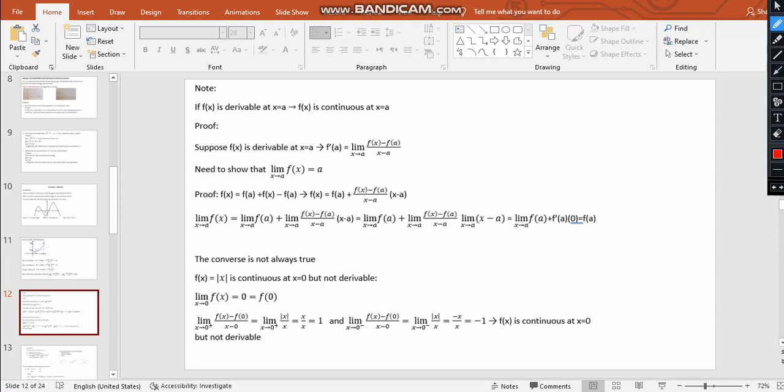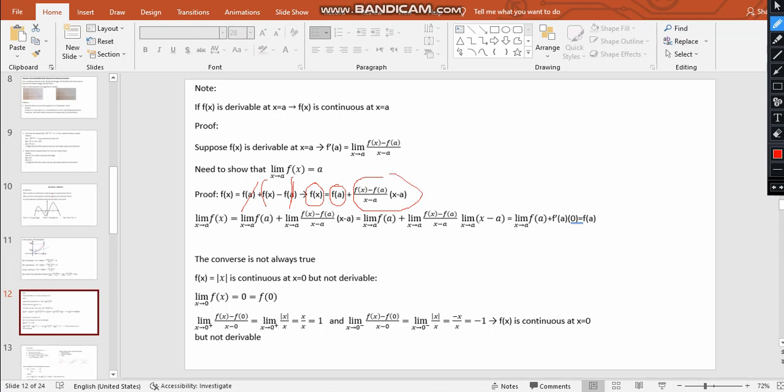So, proof: we know that f of x can be written as f of a plus f of x minus f of a. I have added f of a minus f of a, so nothing changes. Now for this f of x minus f of a, I want to divide it by x minus a, and to not change anything, I multiply by x minus a. Then I introduce the limit: the limit as x tends to a of f of x equals the limit as x tends to a of f of a plus the limit as x tends to a of this whole expression.